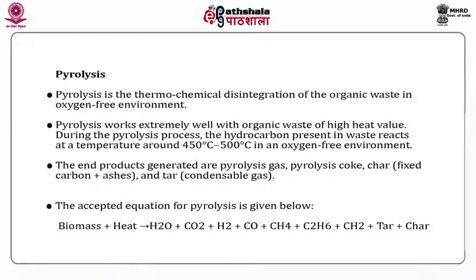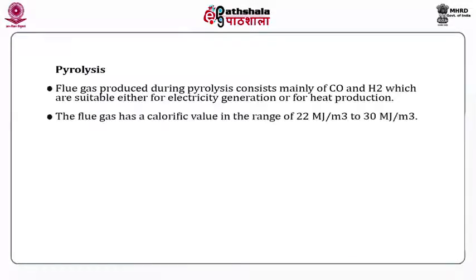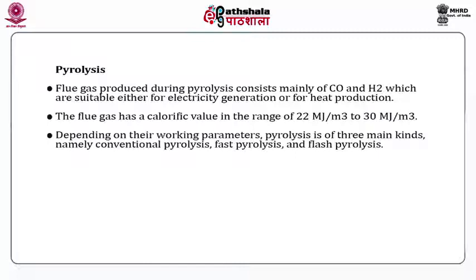The accepted equation for pyrolysis is given below. Now, fuel gas produced during pyrolysis consists mainly of carbon monoxide and hydrogen, which are suitable either for electricity generation or for heat production. The flue gas has a calorific value in the range of 22 megajoule per meter cube to 30 megajoule per meter cube. This is also dependent on the kind of waste material that is being processed.